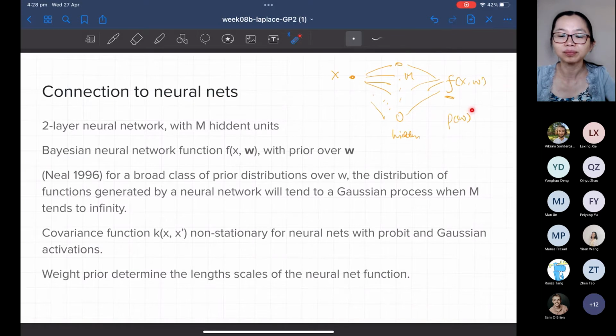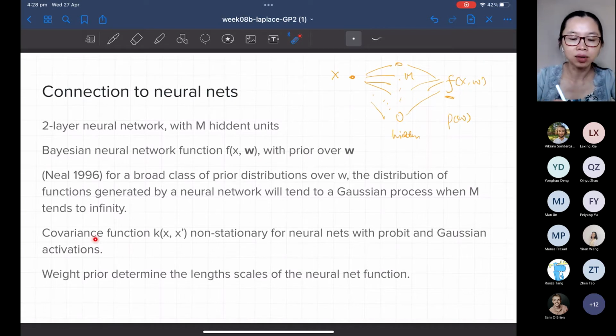Basically, if we put a prior on w, for many different types of priors, and we make the network infinitely wide, meaning that the network can actually represent any continuous function with, let's say, probit and Gaussian activations and so on, the output function distribution is a Gaussian process. Interesting.